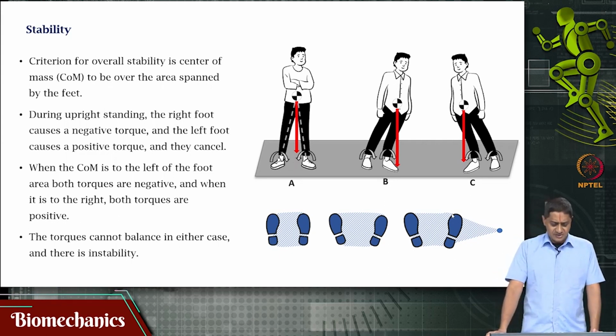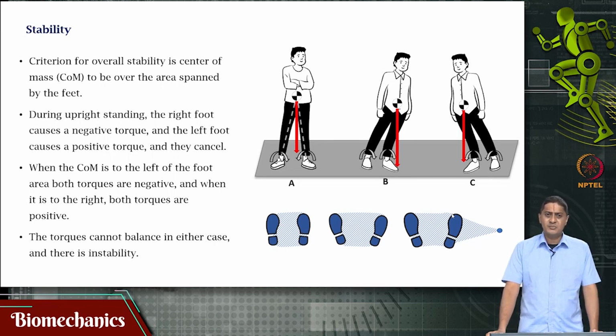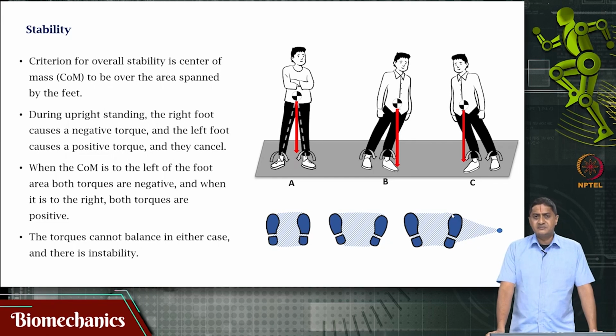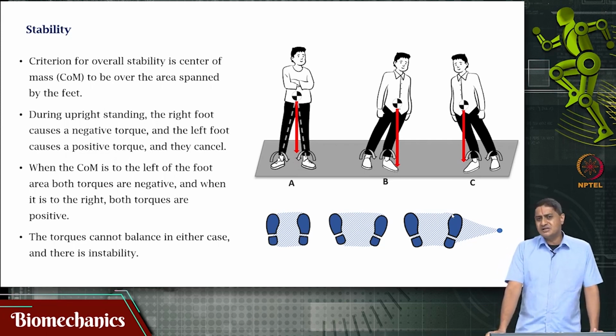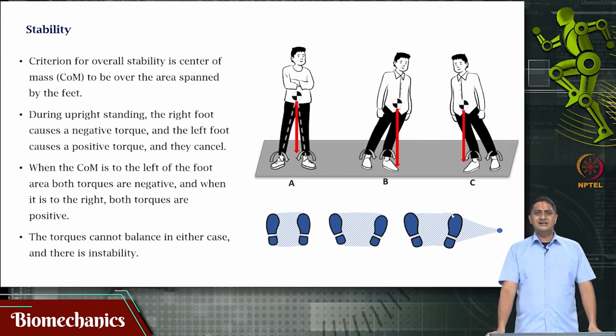So, how does this stability work? During upright standing, the right foot causes torque in one direction, the left foot causes torque in the opposite direction, and because the net torque on the human body is the sum of these two torques, it will almost sum to 0, but moment to moment, or instant to instant, this will likely not be the case.